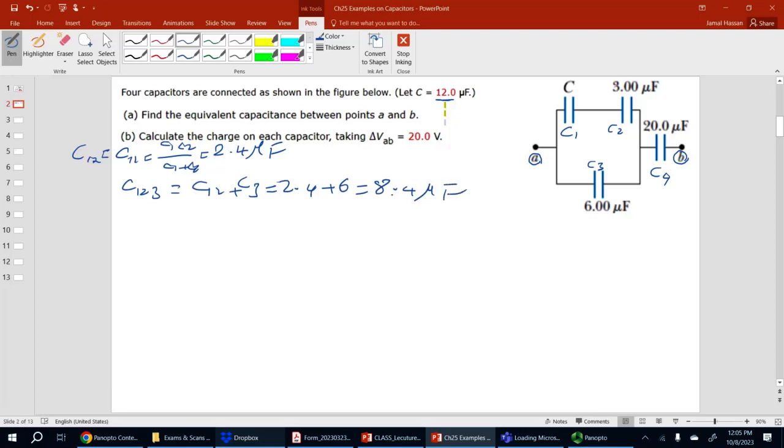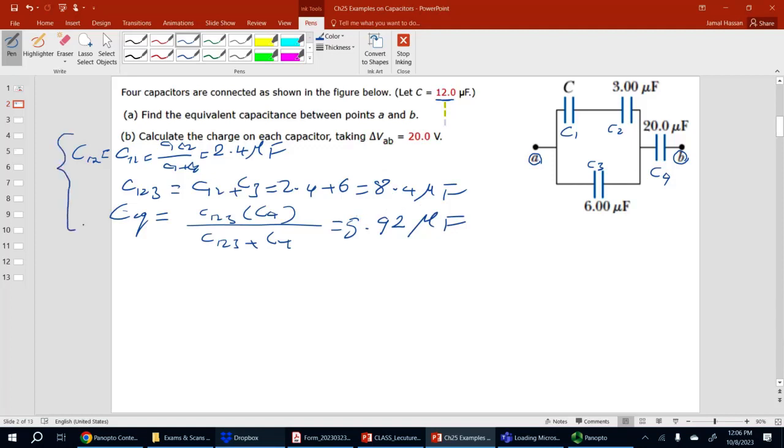Now C equivalent, it's C123 in series with C4, so it's equal to C123 times C4 over C123 plus C4. So we have 8.4 times 20 divided by 8.4 plus 20, equal to, if I am right in using my calculator, 5.92 microfarad. Please double check. Okay, so this is part A.